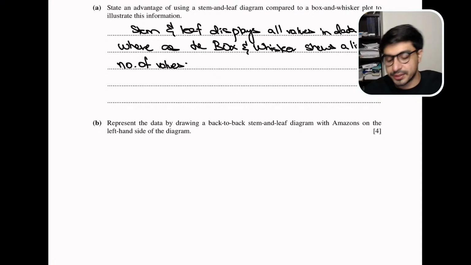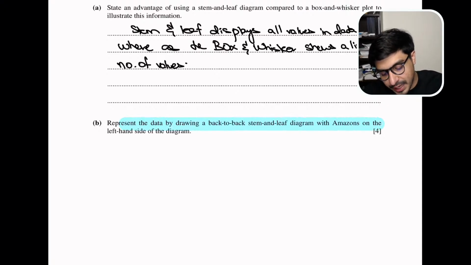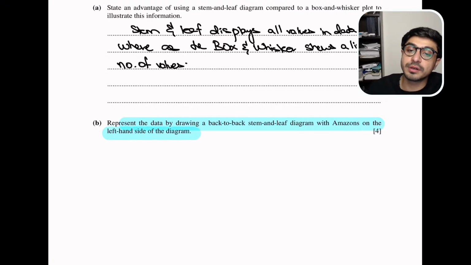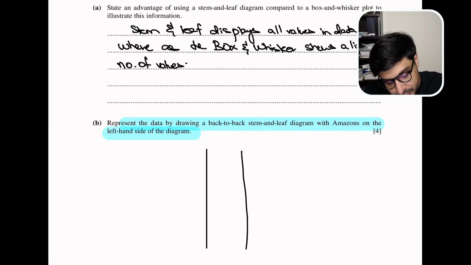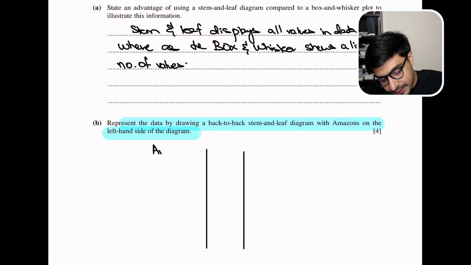And they're saying represent the data by drawing a back-to-back stem and leaf with Amazons on the left hand side of the diagram, right? We need to make two stem and leaves with Amazons being on the left and of course the Giants being on the right. So this is how it is going to be looking like. The Amazon values are going to be here and the Giant values are going to be here, right?